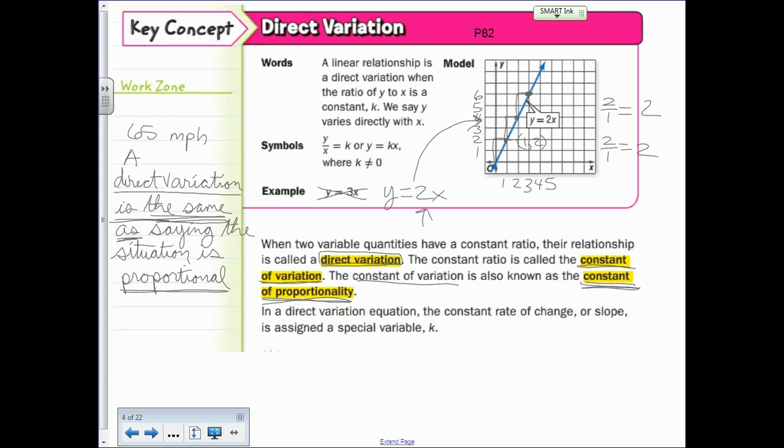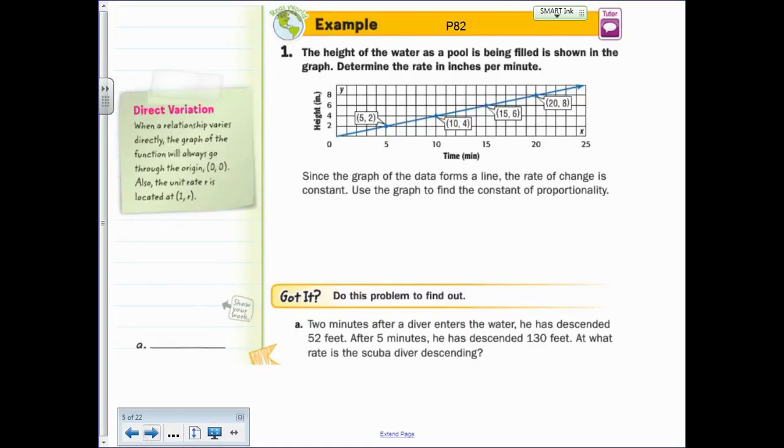They're the same thing. And the constant rate that we found when we divided y by x is called the constant of variation or the constant of proportionality. Those words are interchangeable because direct variation and proportional are interchangeable. So they're the same thing.